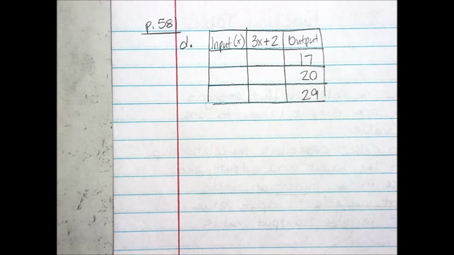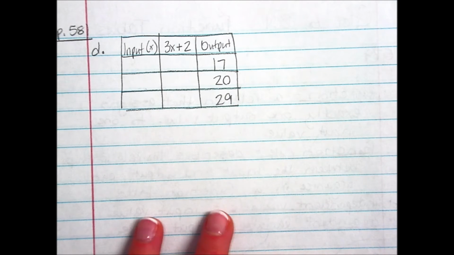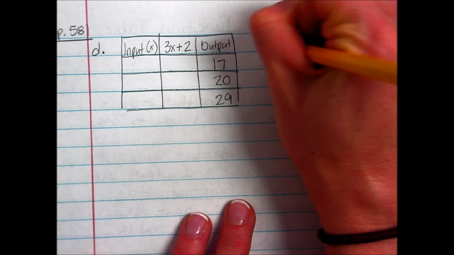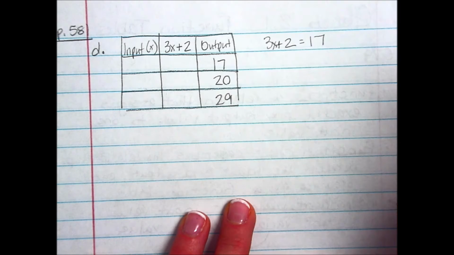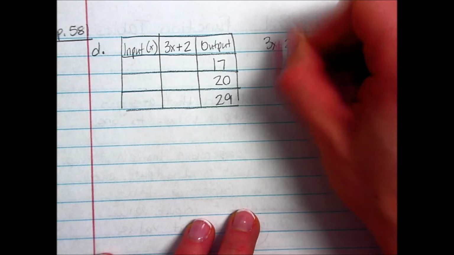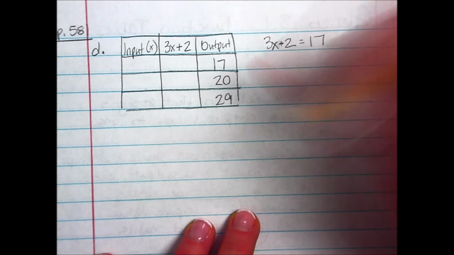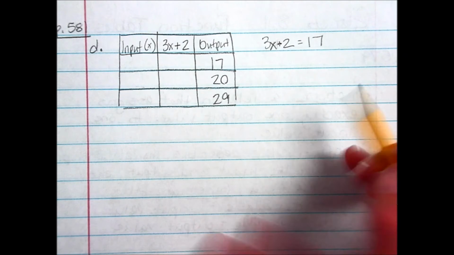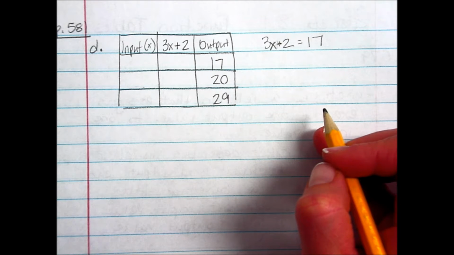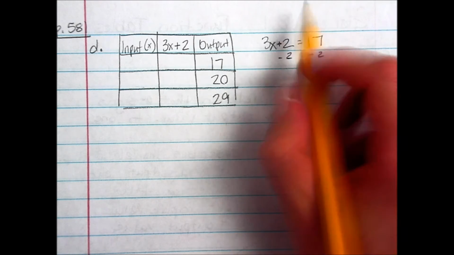All right, for this table, we are working backwards again because we're given the output. All right, first one. 3x plus 2 needs to equal 17. All right, let's start with getting rid of this plus 2. How will I do that? Subtract 2 from both sides.